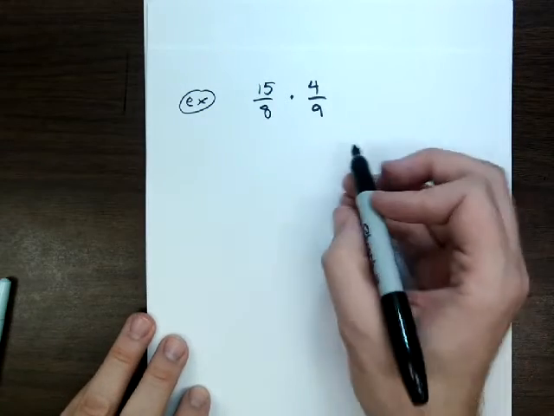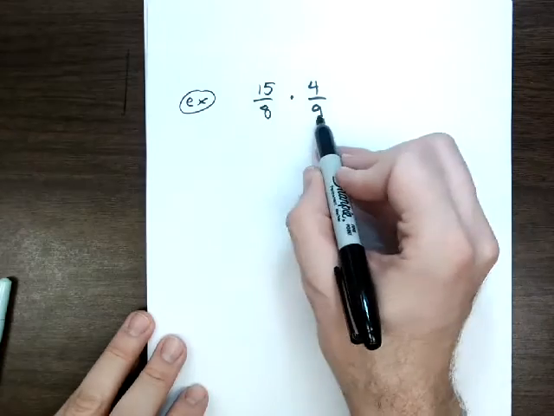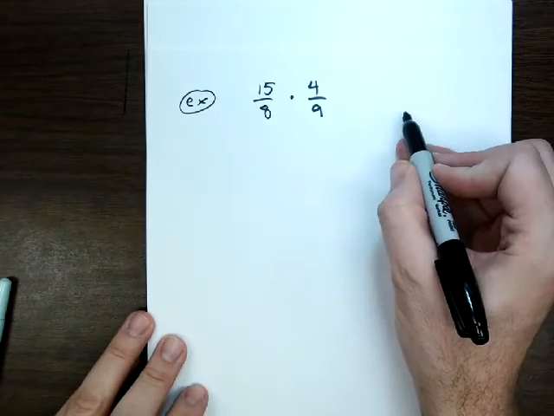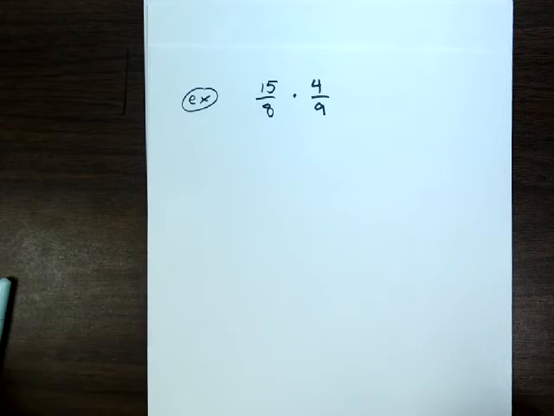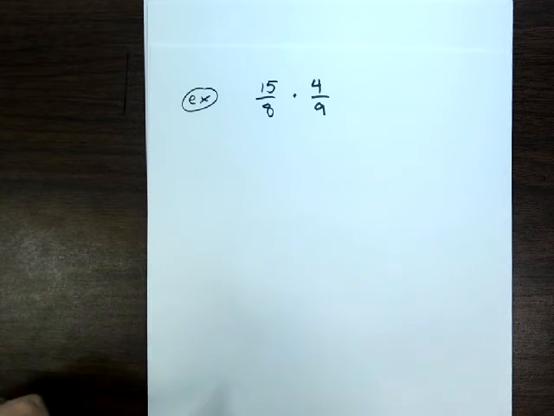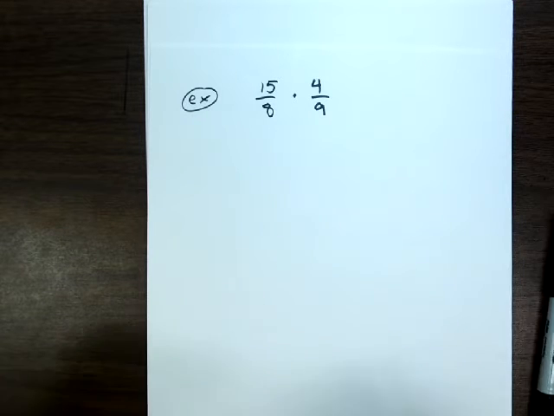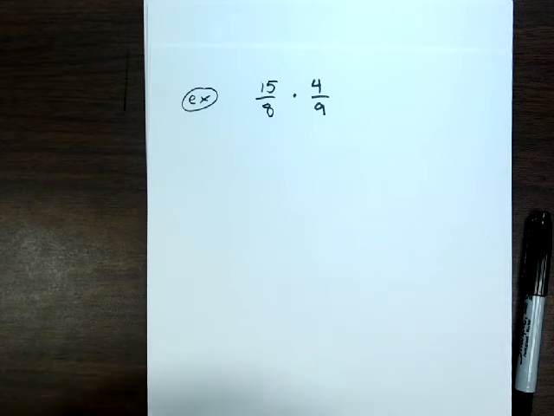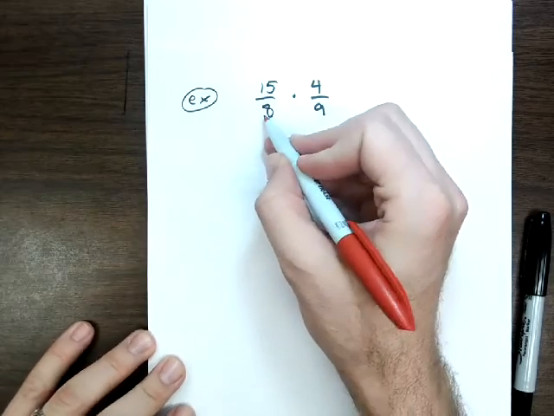Now, if I wanted to, I could just say 15 times 4 is 60, 8 times 9 is 72, and then reduce that. But here's the thing. I can make this a much, much easier question. And I'll show you what our thought process is going to be here. What we're going to do is divide any number on the top and a number on the bottom by the same thing.